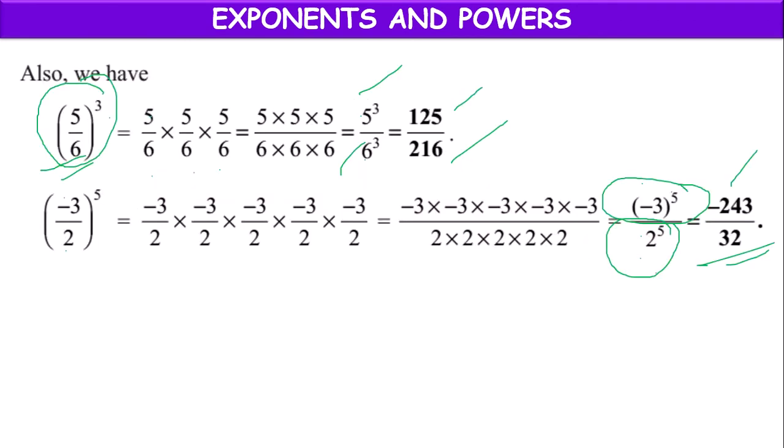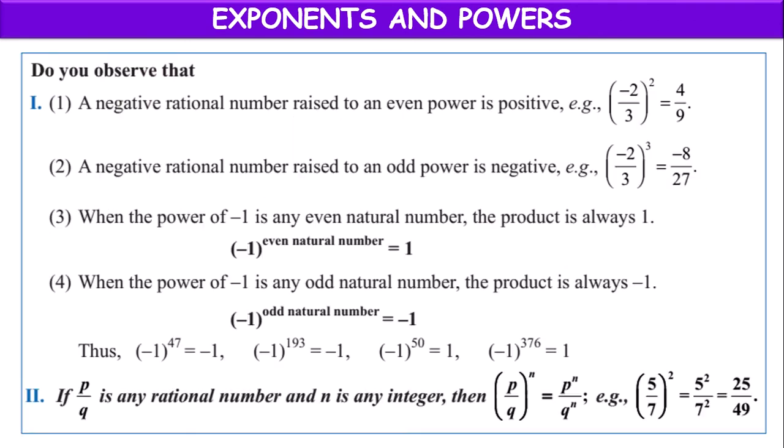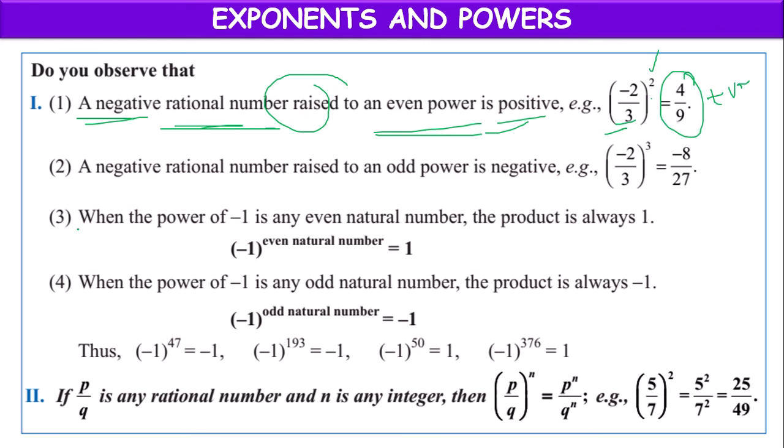So in these examples, what have we observed, children? A negative rational number raised to an even power is always positive. If a negative rational number is raised to an odd power, then the result will always be negative.